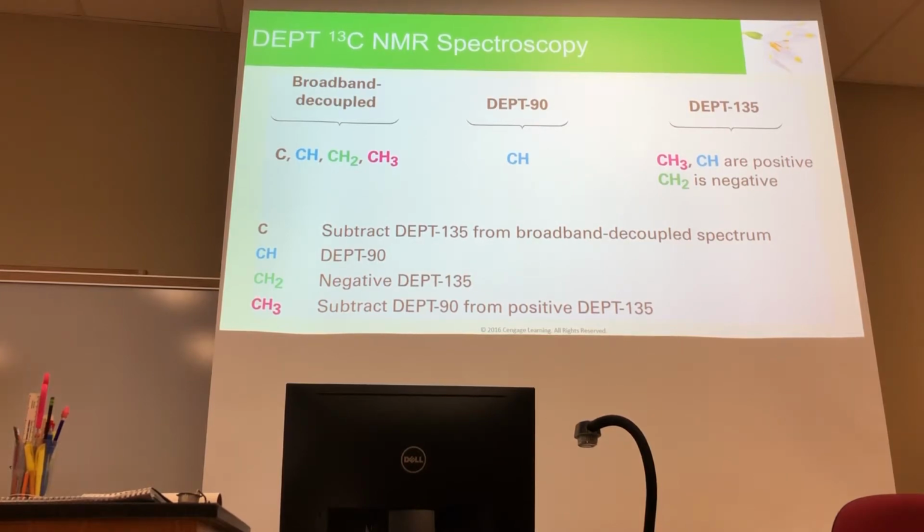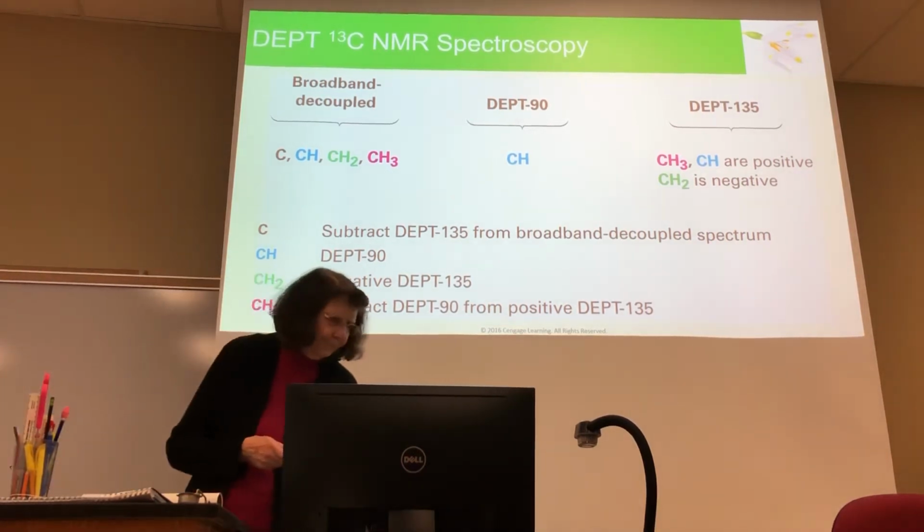If the CH is here, then we can subtract it out and know that the others are the CH3s. CH2s are negative, and so as you can see, we can figure out at least whether they're a quaternary, primary, secondary, or tertiary type of carbon environment. And that can be very, very valuable.